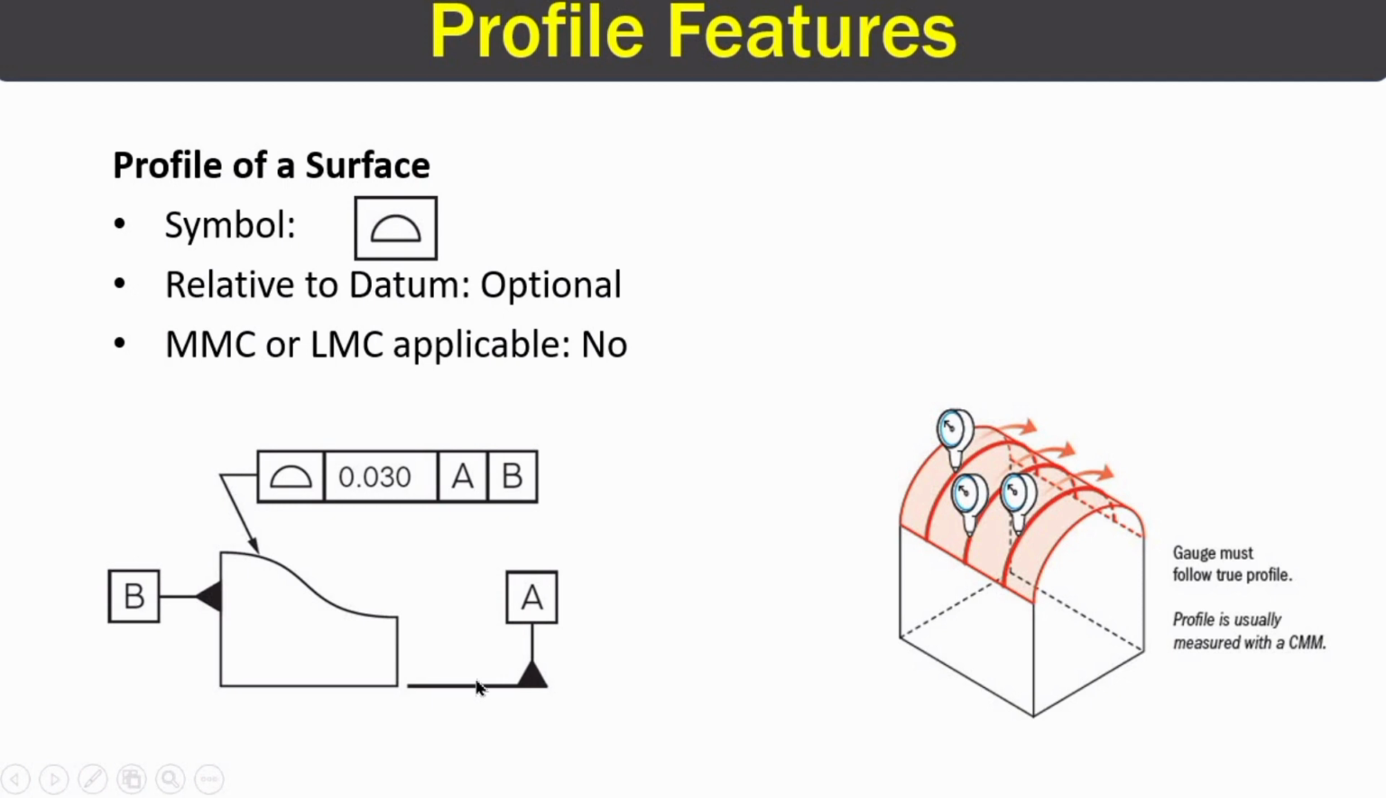Now, in order to measure profile of a surface, we use a CMM machine, coordinate measuring machine, or optical measuring machine. Basically, they capture data points across features, and that's how they measure the profile of the surface.